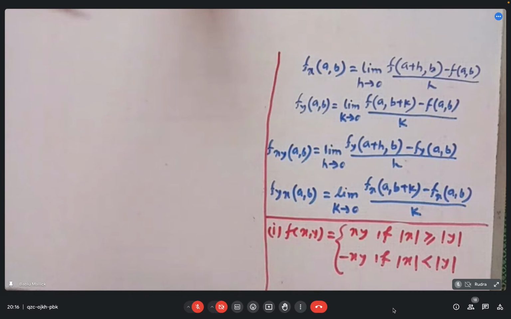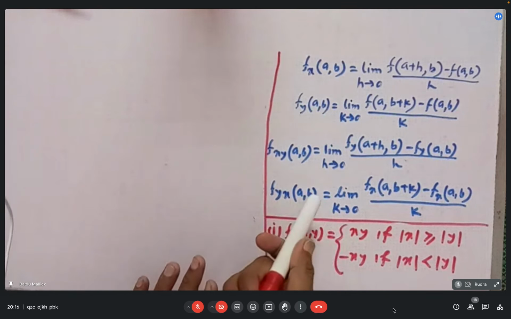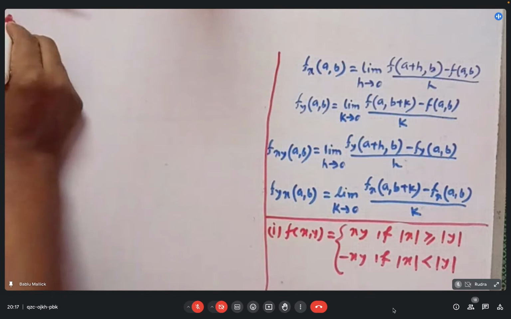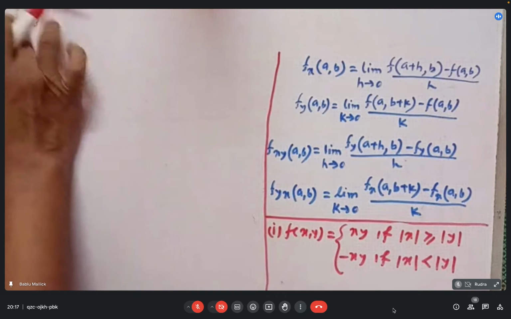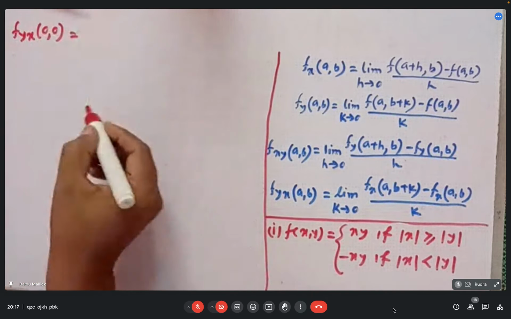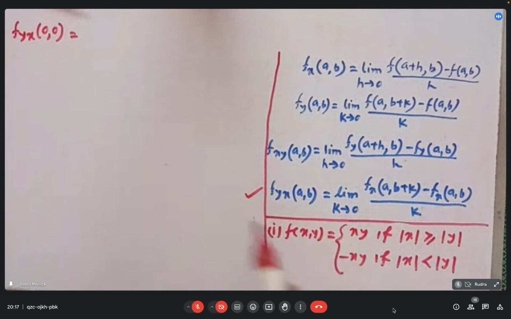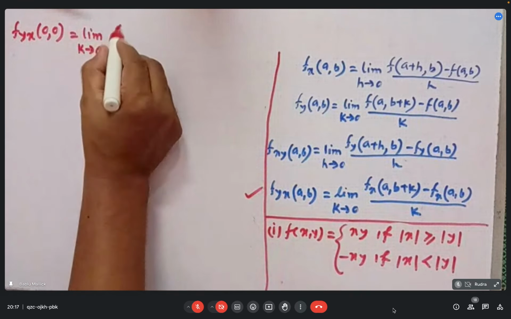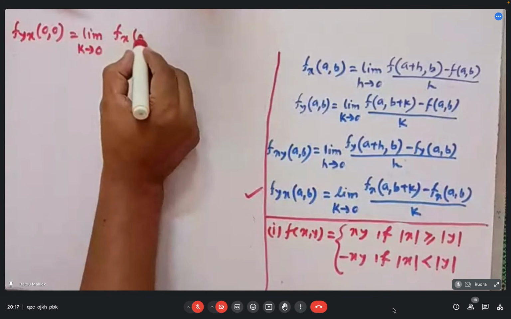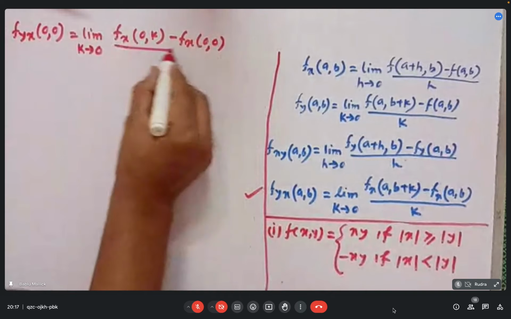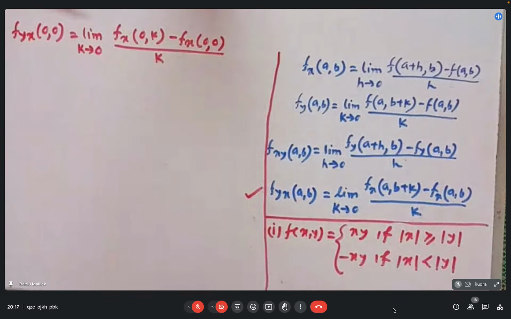Write. We shall do here f yx and you will do f xy. Solution, write. f yx at 0 0 is equal to limit k tends to 0 of f x at 0 comma k minus f x at 0 0, divided by k.